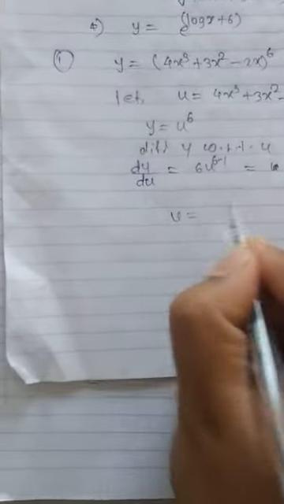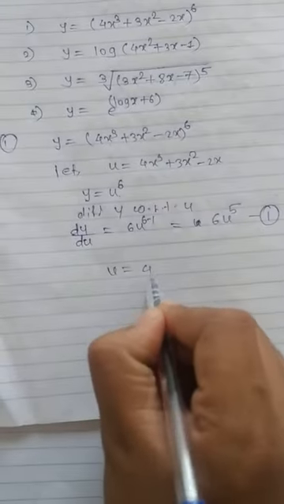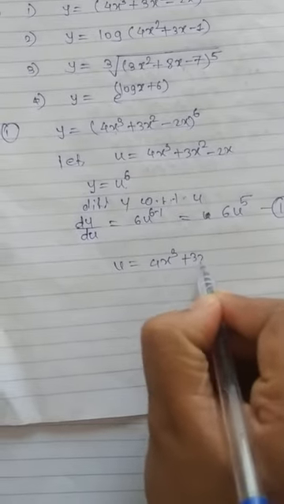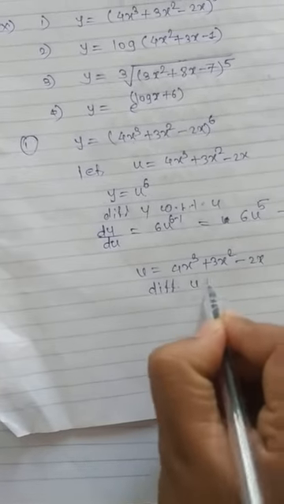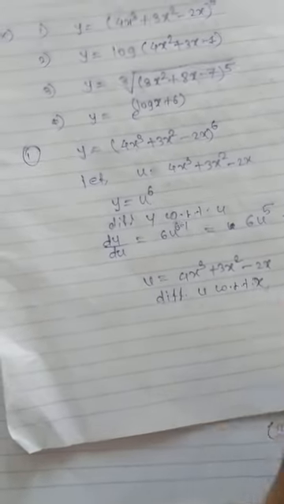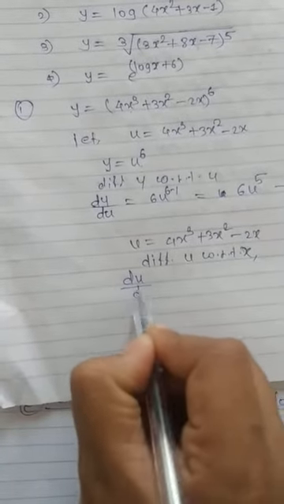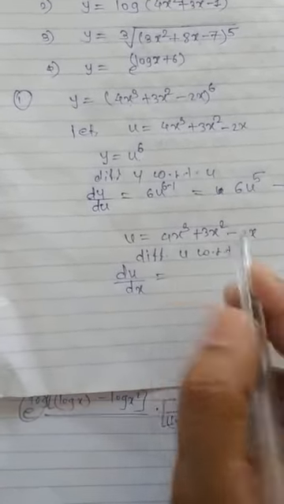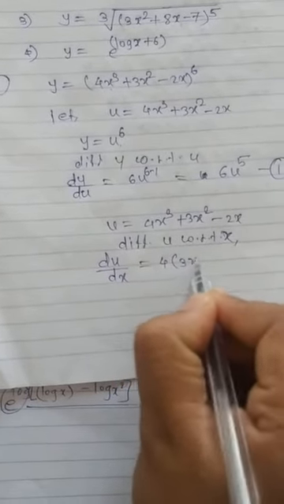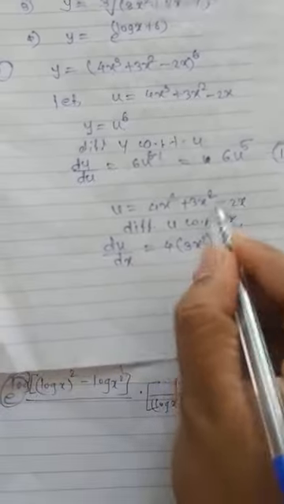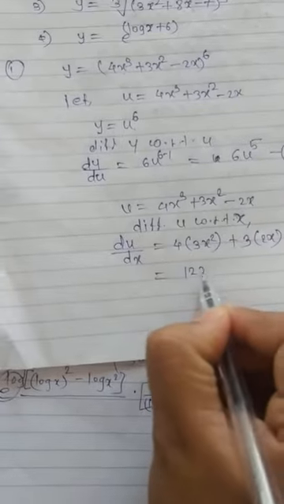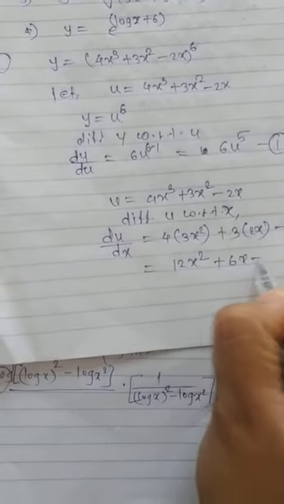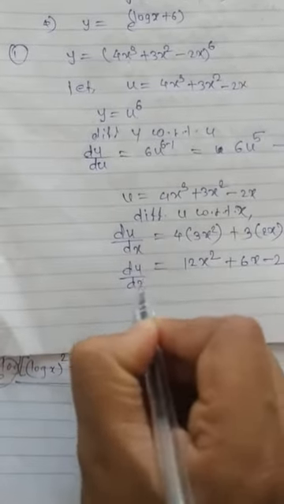Then what is u? u is a combination of 4x cube plus 3x square minus 2x. Now I differentiate this u with respect to x. Then we get du by dx equal to, what is the derivative of 4x cube? It is 4 in bracket 3x square, plus the derivative of 3x square is 3 in bracket 2x, and the derivative of 2x is 2. So the answer is 12x square plus 6x minus 2. This is the value of du by dx. We call it equation number 2.